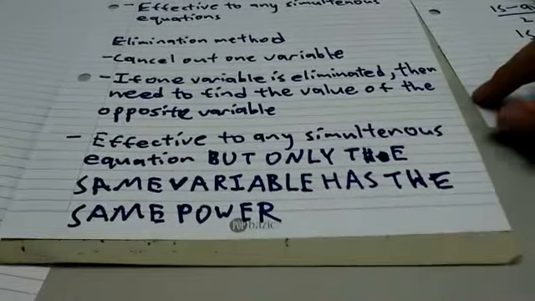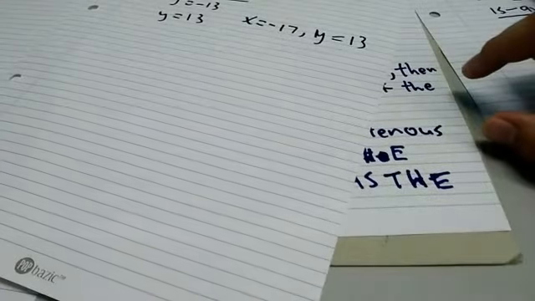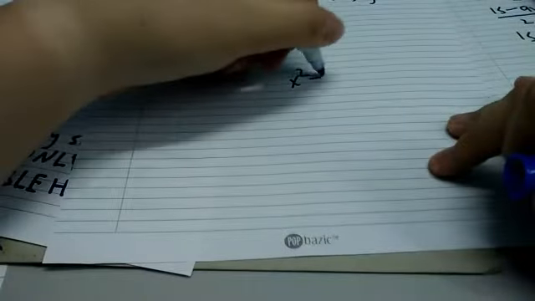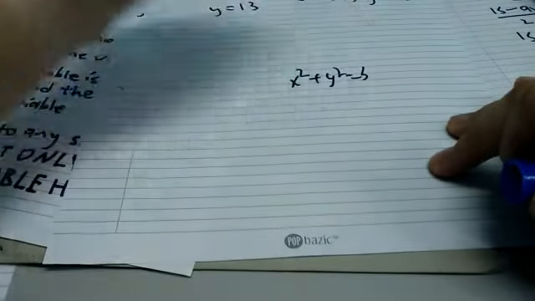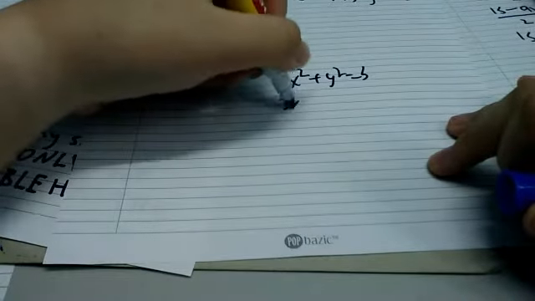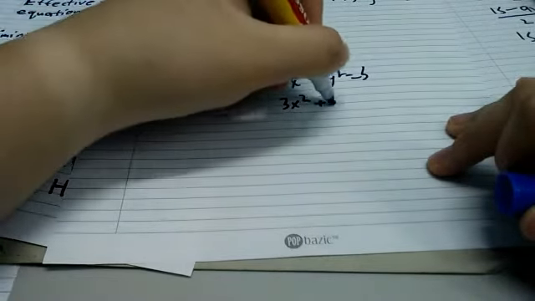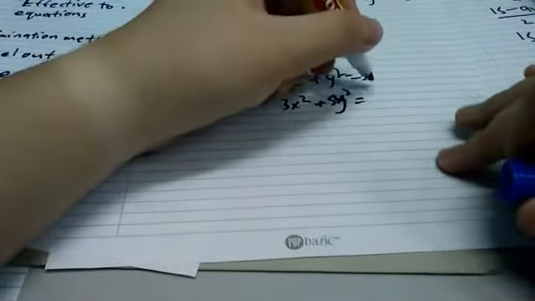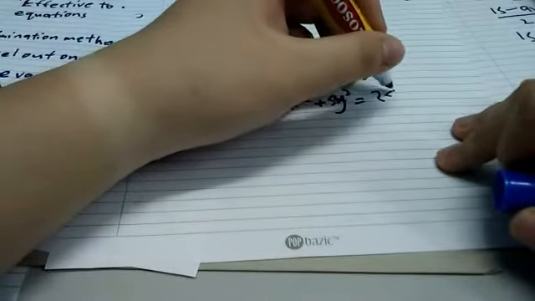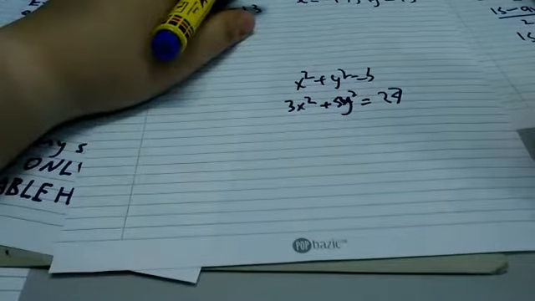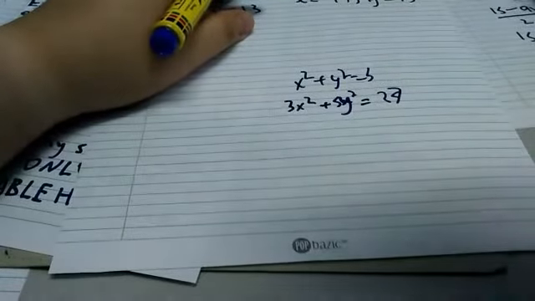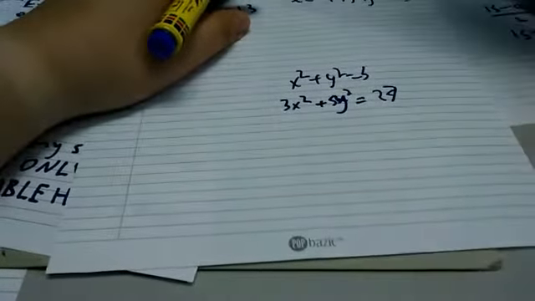What does that mean? Now let's say I have a simultaneous equation, but it is not linear. Let's say x squared plus y squared is equal to 5, and then 3x squared plus 5y squared is equal to, let's say, 27. Because this is just an example. I don't know whether the solution of it is real or imaginary, or I can say a complex number.